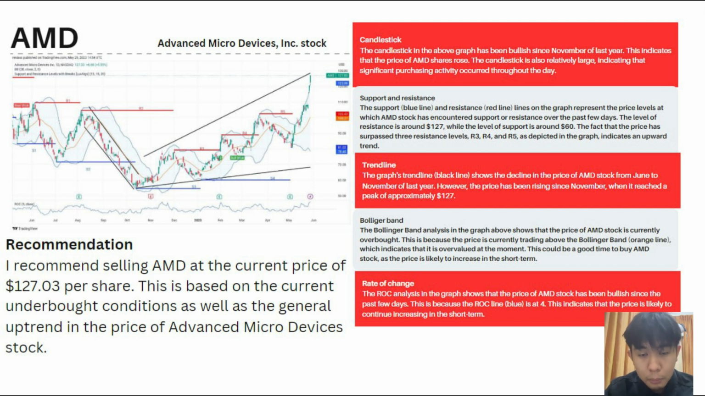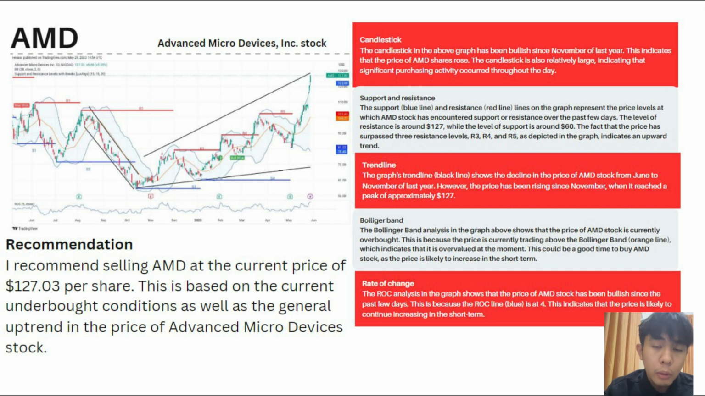The graph support, which is the blue line, and the resistance, red lines, reflect the price level at which AMD stock has found support or resistance in recent days. The resistance is about $127, while the support is around $60. The fact that the price has surpassed three resistance levels, R3, R4, and R5, as seen in the graph, shows that the price is on the rise.